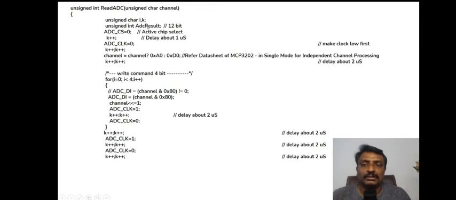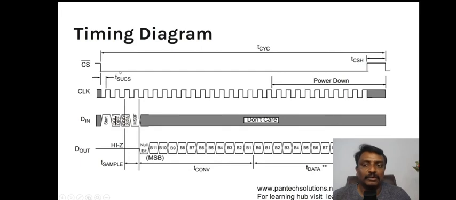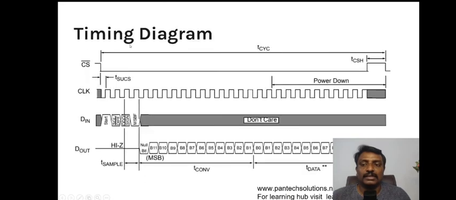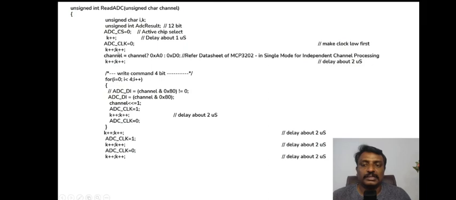In read ADC, I'm going to use the ADC chip select. First, as per the timing diagram, you have to make the chip select pin low first to read the ADC, and the ADC clock is also 0. Chip select as 0 and clock is also 0. Then this k++ is for a delay of 2 microseconds.